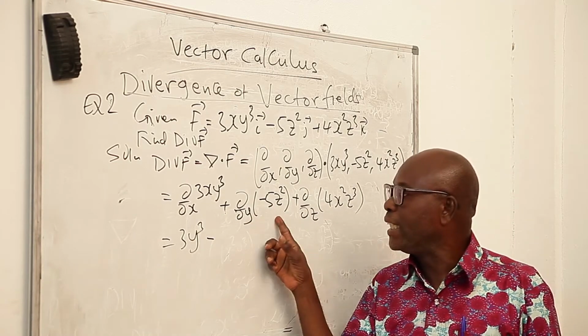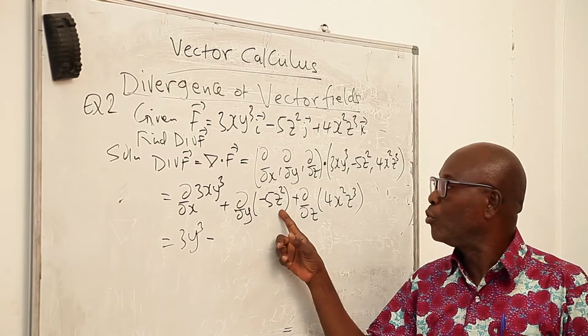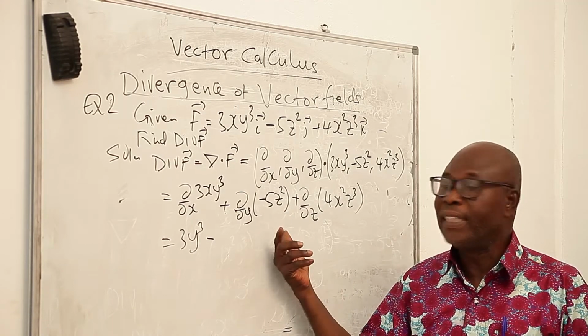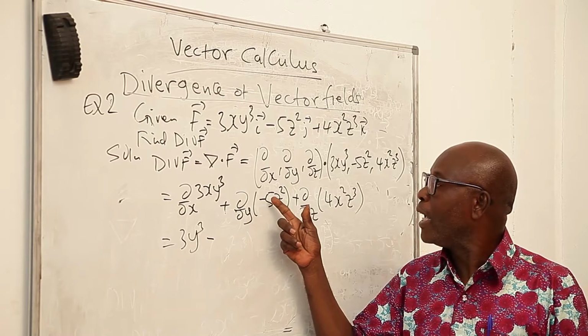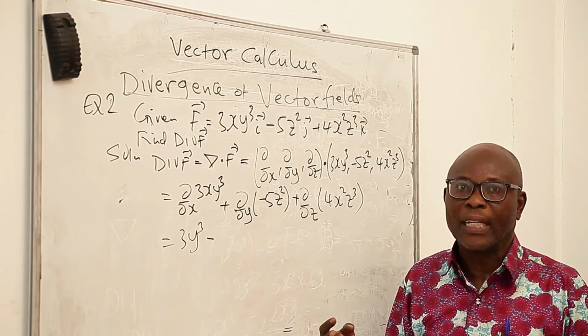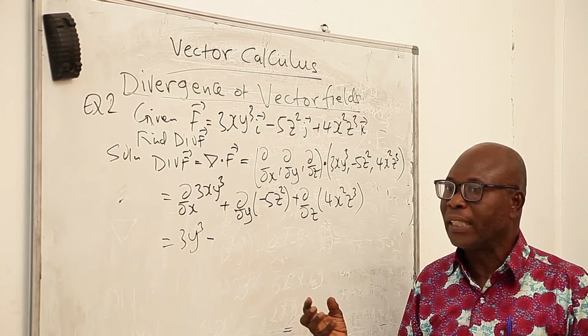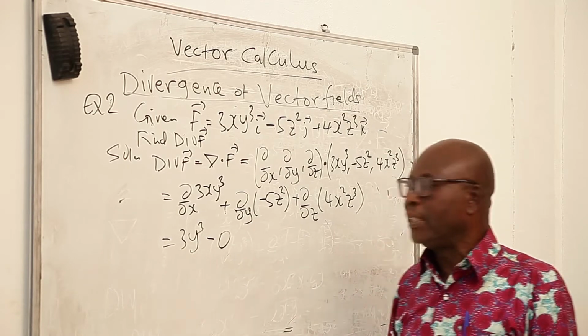Now we are differentiating this term with respect to y, and you can see that there's no y component there. 5z squared is a constant, and we know that if you differentiate a constant, you get 0. So this one will give us 0.